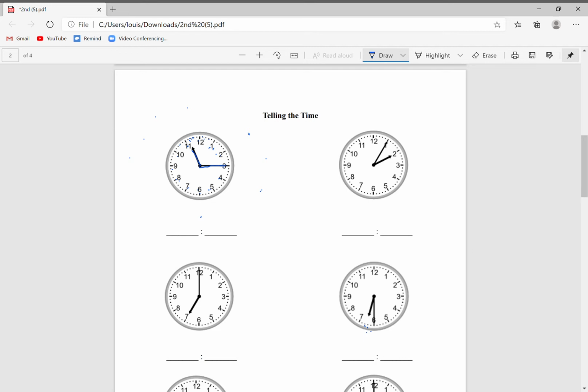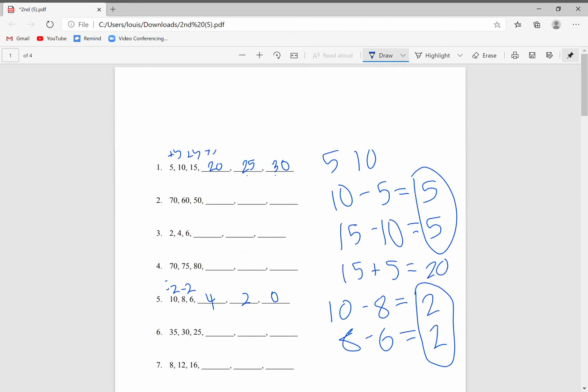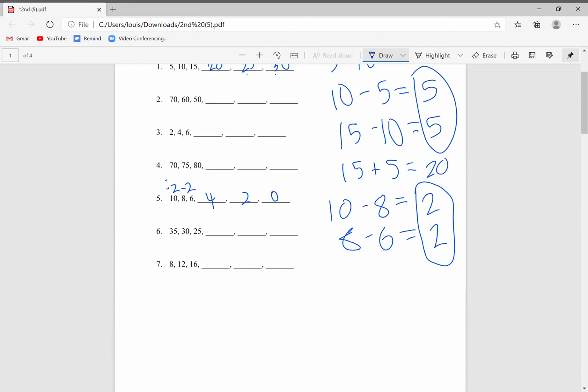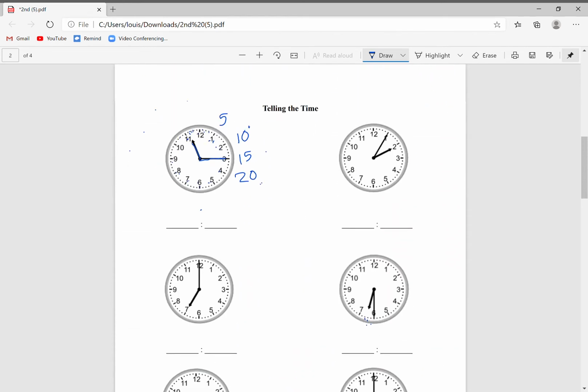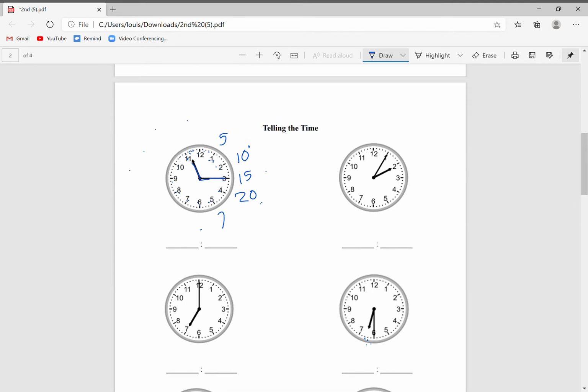So when you would see 1, actually for minutes, it would be 5. For 2, that would be 10. For 3, 15, 4, 20. And you realize, wait a minute, this is skip counting. And you'd be exactly right. So 5, 10, 15, 20, 25, 30, 35, 40, 45, 50, 55, and 60.